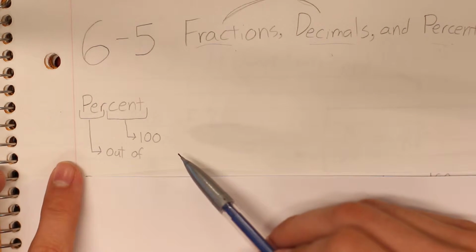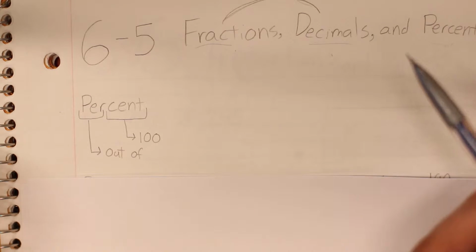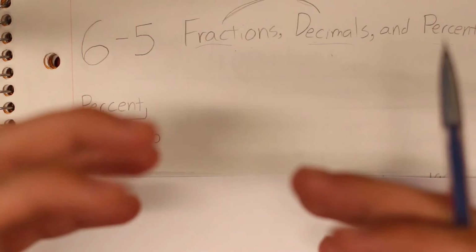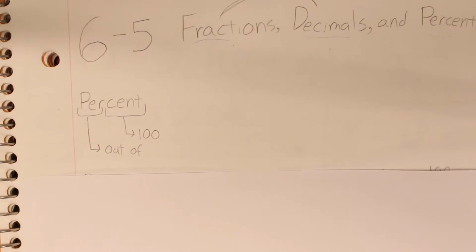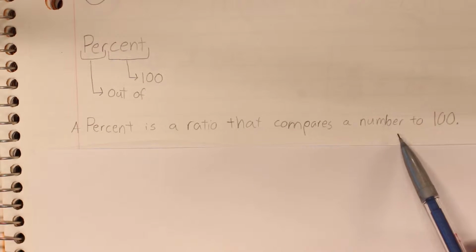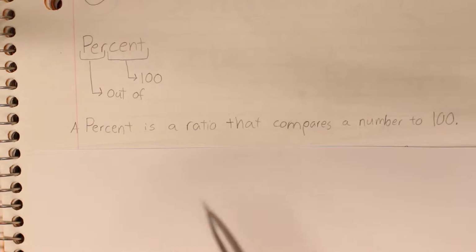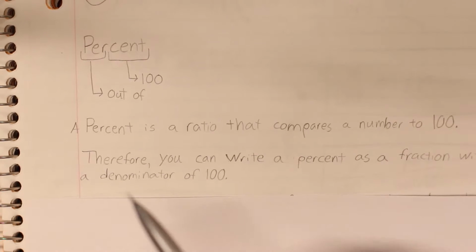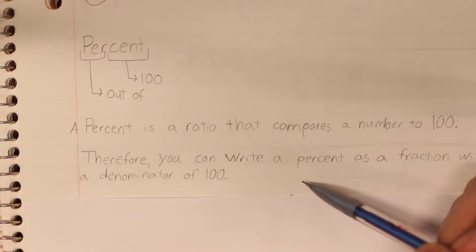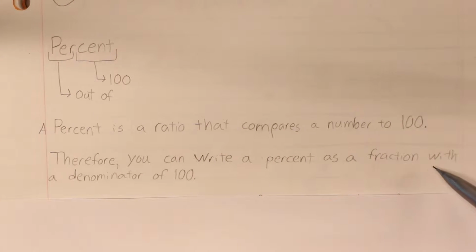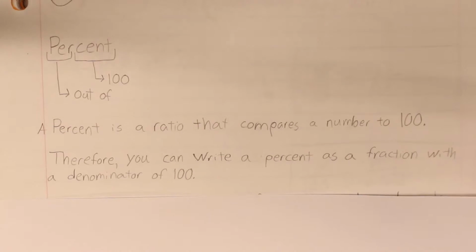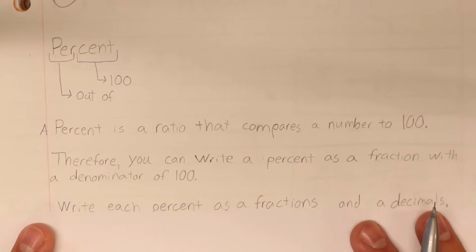Per is out of. So when you're talking about a percent, you're talking about a ratio comparing something to a whole, which is 100. So we could say a percent is a ratio that compares a number to 100. There's an implication to that. Therefore, you can write a percent as a fraction with a denominator of 100. I'll show you what that means as we look at these examples.